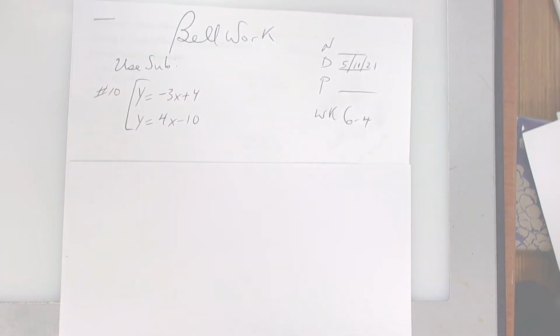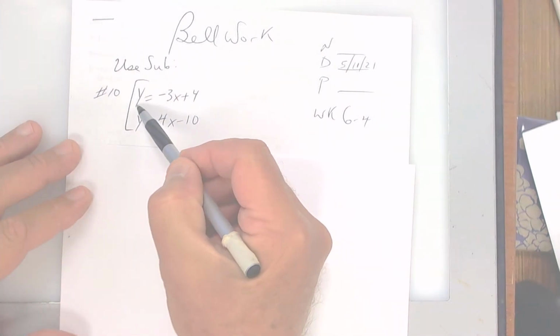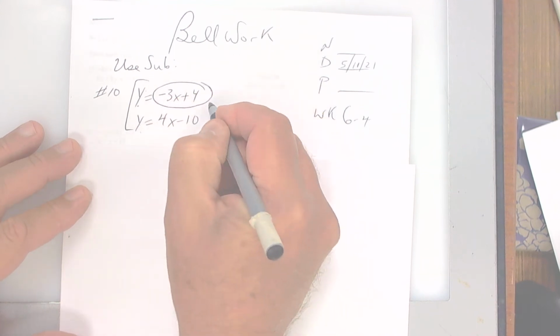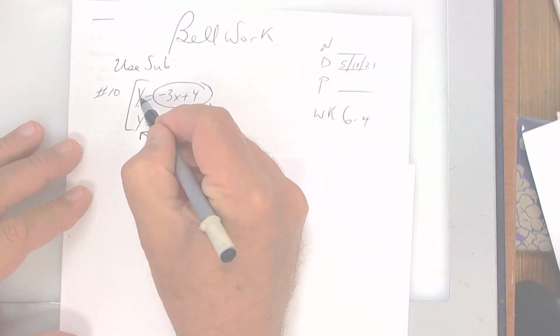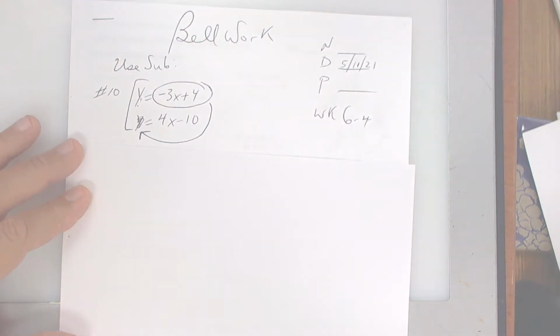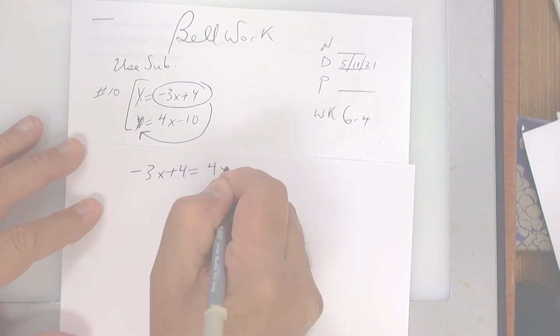Let's take a look now. This one right here is substitution. This was number 10 on your worksheet. So to work this one, you see how y is by itself? So you could use either one of these. I'm just going to take this first one and plug it in place of that y. See how it says y? You're going to substitute right here. So you could scratch that out and put negative 3x plus 4 is equal to 4x minus 10.